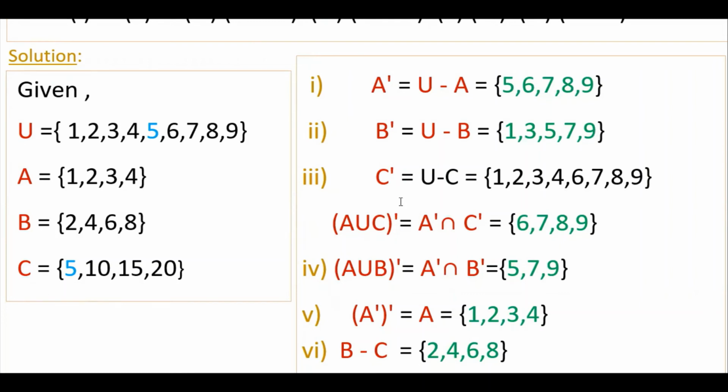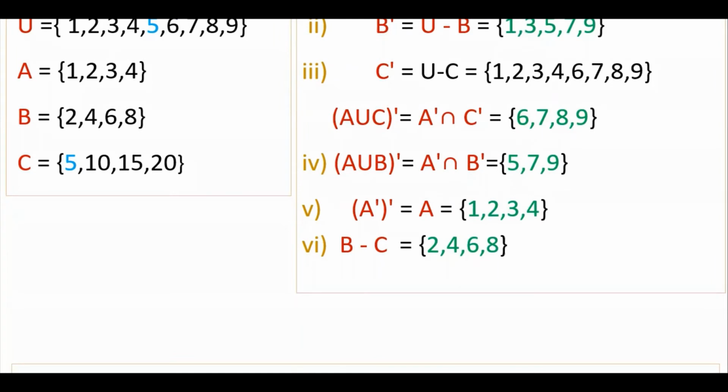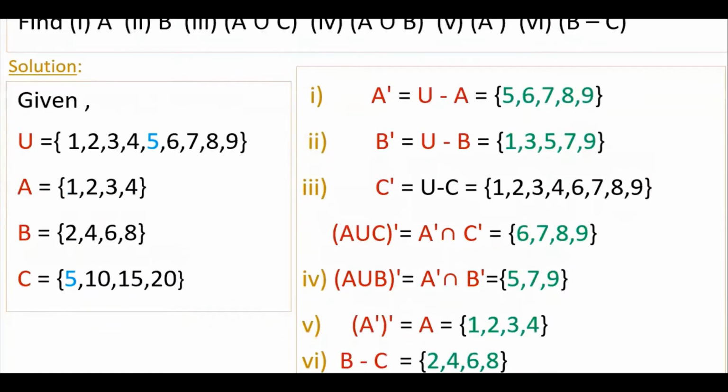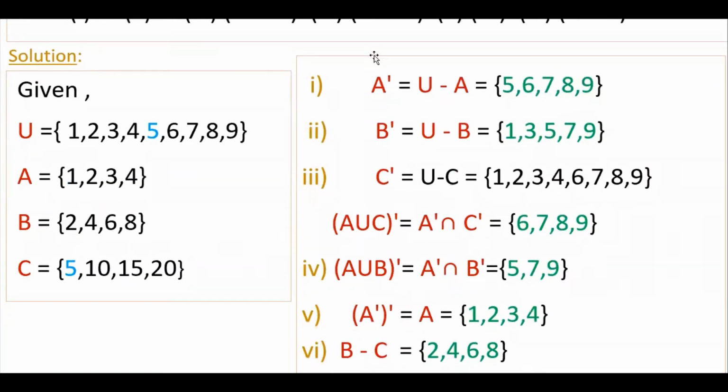And the next one you have to find here is the complement of A union C. We know that the complement of A union C is equal to the intersection of their complements. So we know the complement of A, and we have to find the complement of C here. To find the complement of C, you have to exclude the elements of C. So here only 5 is there. So the remaining elements you have to write: 1, 2, 3, 4, 6, 7, 8, 9. This is the complement of C.